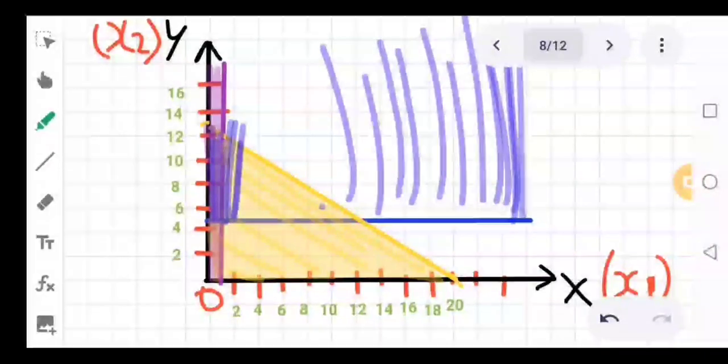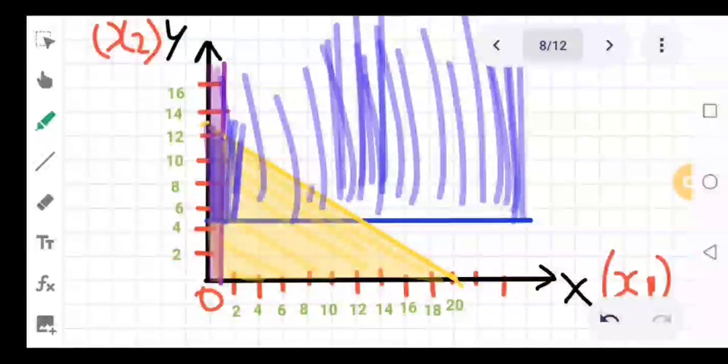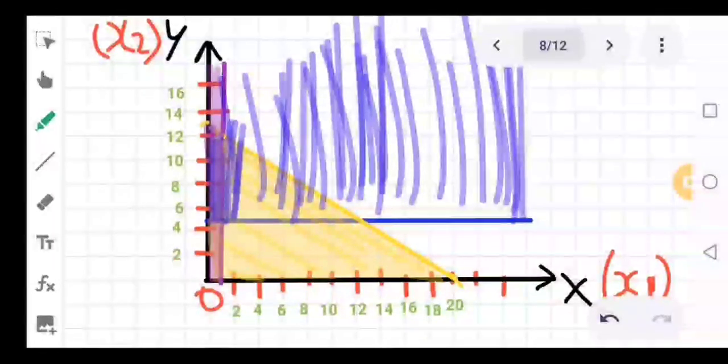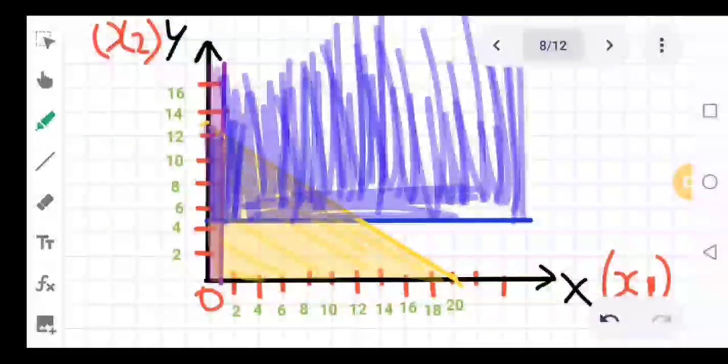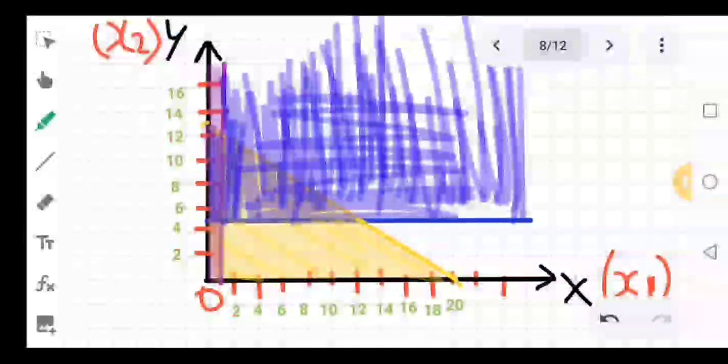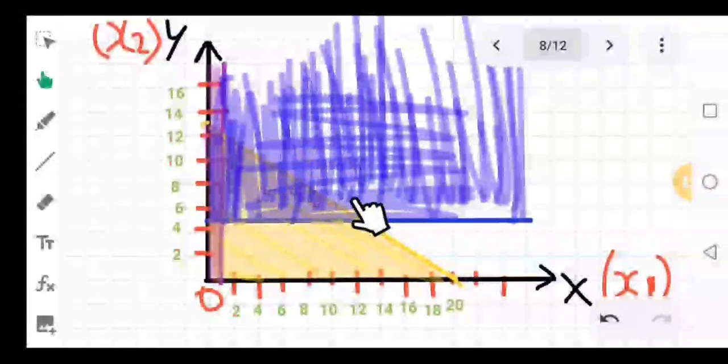It's very difficult to shade it. This entire region which is away from the origin, I'm just roughly doing it, so this entire region has to be shaded. It will take time, that's why I'm not shading it fully, but please understand that I'm trying to shade this entire region above the line. So basically this was our line and we have shaded the region above the line.